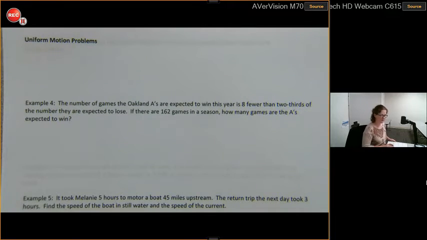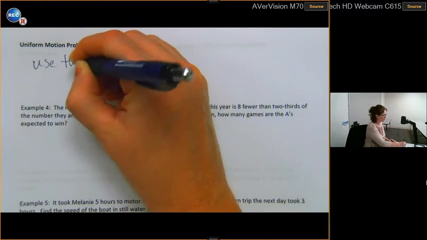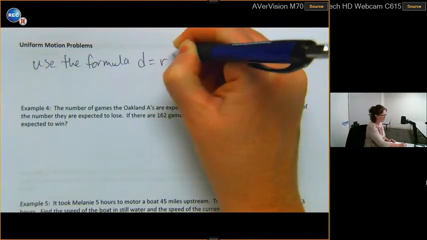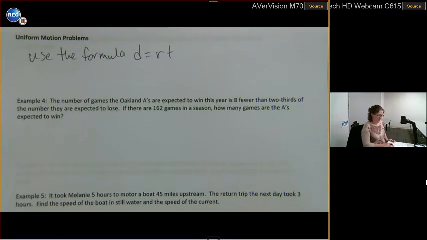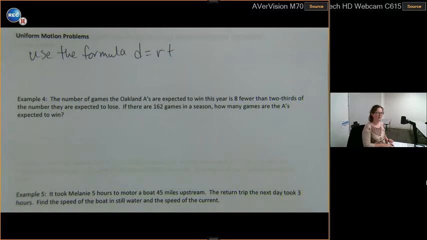4.4, Part B, talking about uniform motion problems. For uniform motion, we're going to use the formula distance equals rate times time. Before we get to uniform motion, just another example in here.